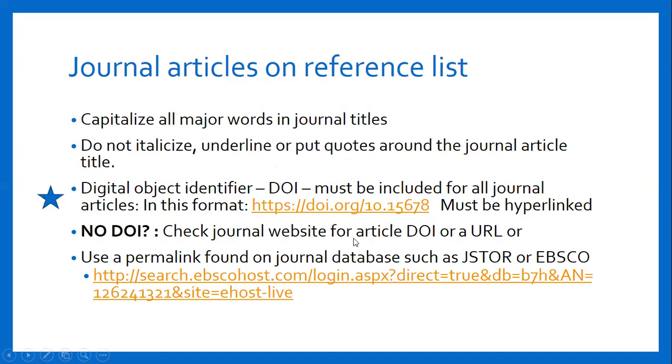A big change in APA 7th edition, every journal article must have a DOI, a digital object identifier, and it must be hyperlinked. If there is no DOI, check the journal website. Lots of journals have gone back and retrospectively assigned DOIs for every article in their collections, or you use a URL, or you can use a permanent link, a permalink found on a journal database such as JSTOR or EBSCO.